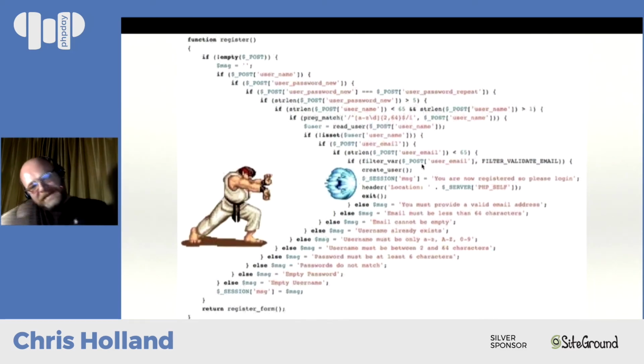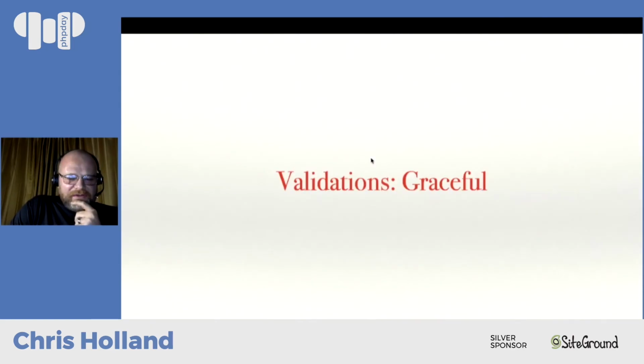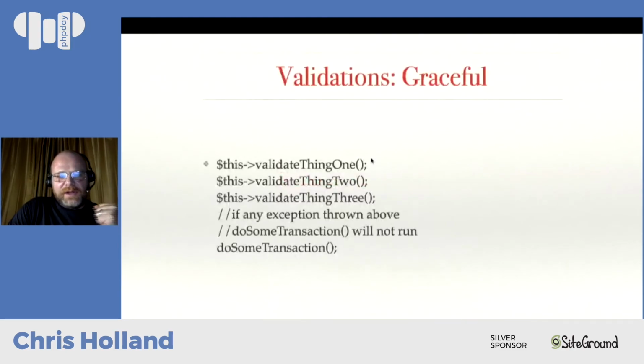It checks all of these things in deeply nested if conditions. So, Hadouken. Now, if we were to switch this model and embrace exceptions, the code would start looking a little bit simpler. And this is what the code could look like.